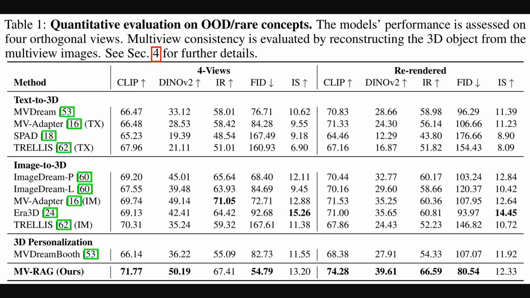So the training setup just established why retrieval signals matter. Table 1 presents quantitative results on out-of-distribution prompts across 4 views and re-rendered evaluations, which compare text to 3D, image to 3D, and 3D personalization baselines. MV-RAG achieves the best or tied scores on most metrics, including the top CLIP similarity, the lowest FID, and the strongest multi-view consistency, so the method reproduces rare concepts more faithfully. The consistency gains persist after 3D reconstruction, which indicates that the multi-view outputs align well enough to form a coherent object.